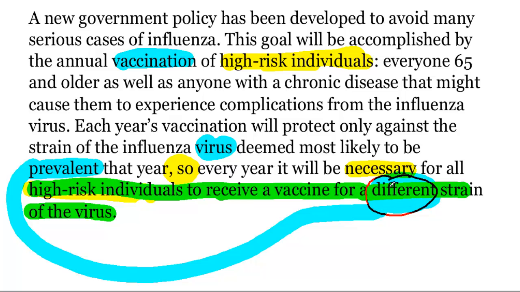If you wanted to reinforce or strengthen the argument, you would say that every year the prevalent virus is different from what it was last year. If you wanted to weaken the argument, you would say that the prevalent virus is not different, or it's the same as it was last year. Remember, if you're going to bring up an idea in the conclusion, you absolutely must bring it up in the reasoning.